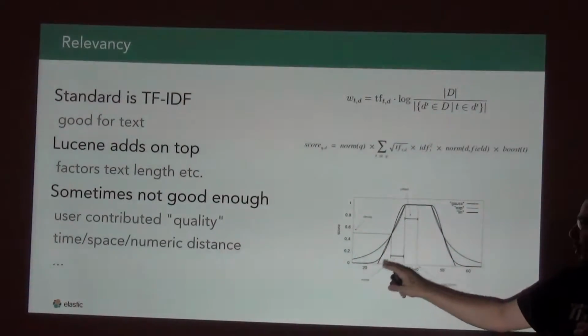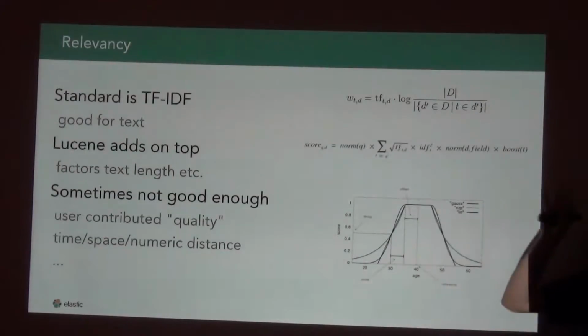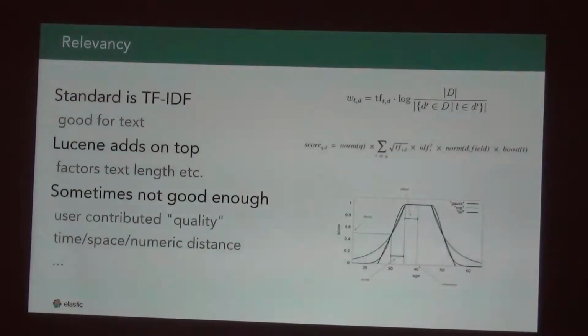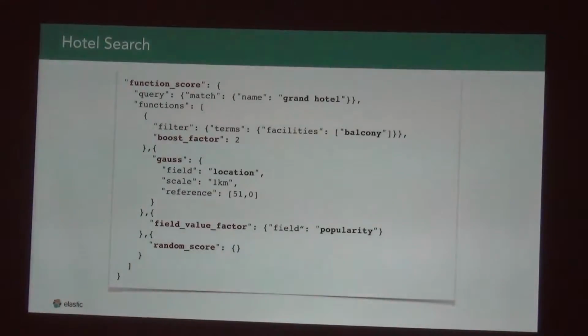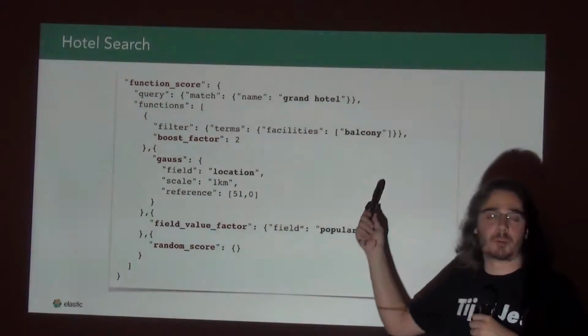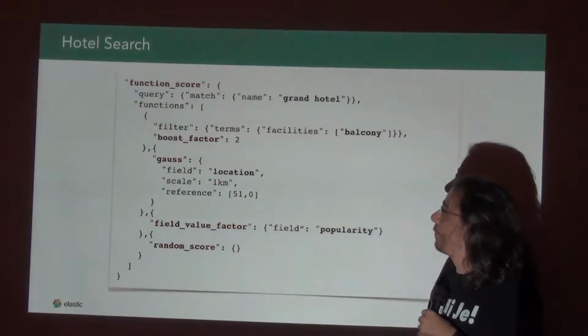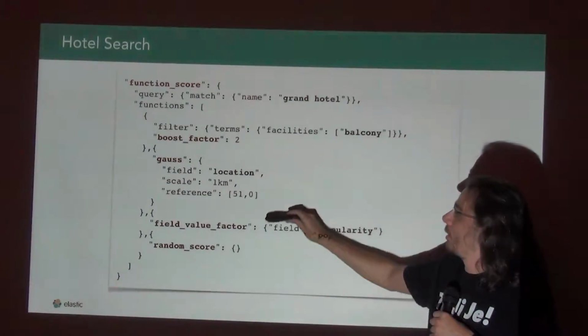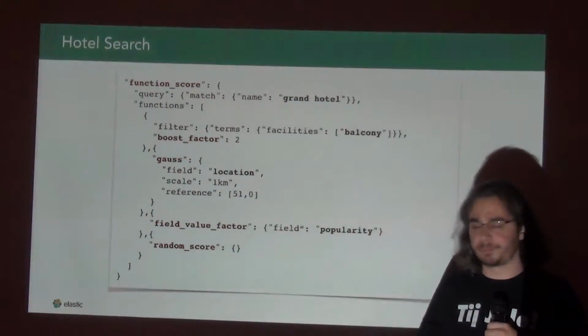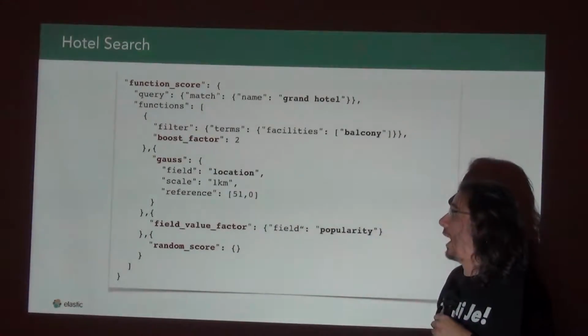And the further away it gets from that, it should be less relevant. And obviously you can combine all of these things. So in Elasticsearch, it's a specific type of query called a function score. And what we do here is we're looking for a hotel that has Grand Hotel in its name. And we have several other qualities we want it to have.